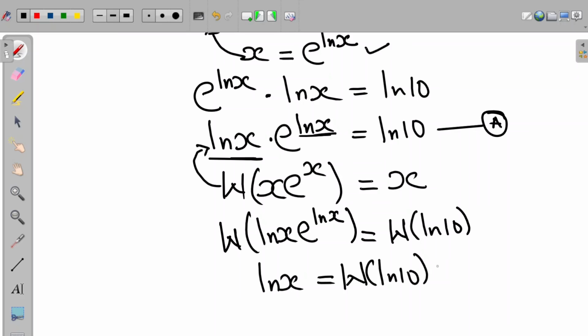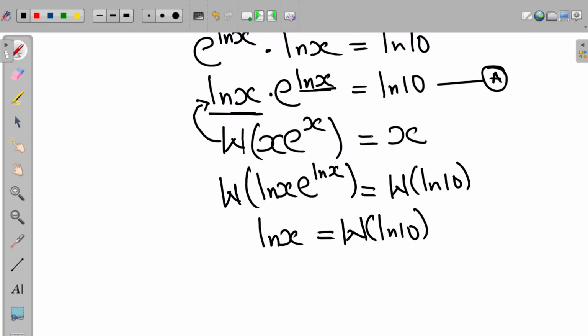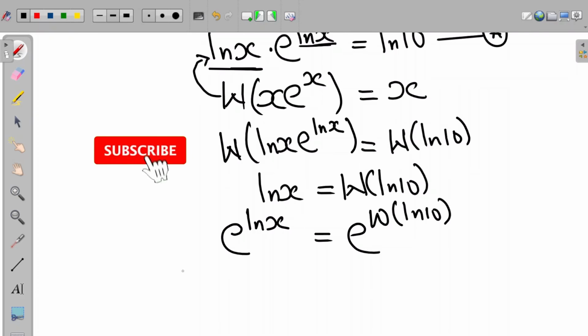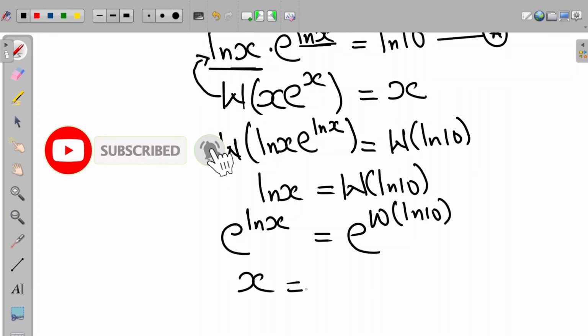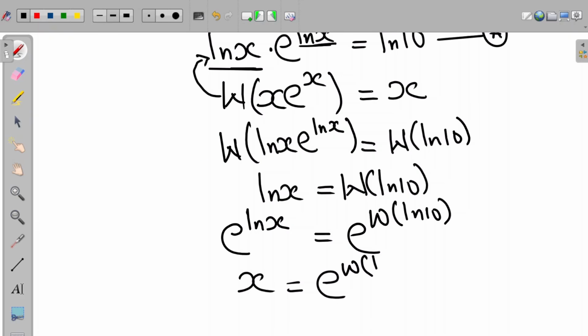Now looking at our equation, to make x the subject of the formula, we take the inverse log of both sides. So we have that this becomes e raised to the power of ln x equal to e raised to the power of the Lambert W function of ln 10. So the left hand side now reduces to x equal to e raised to the power of W of ln 10.